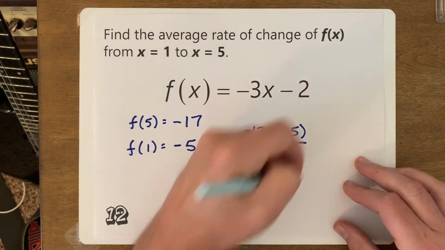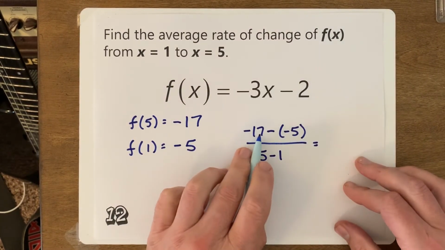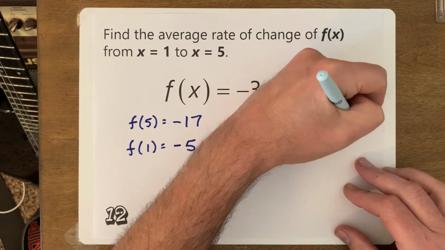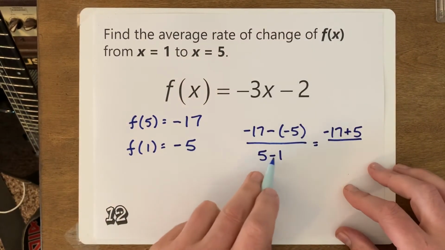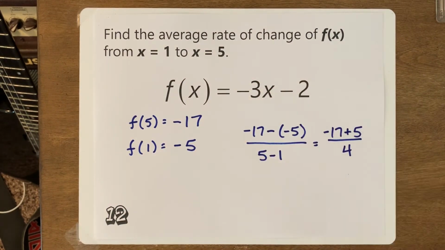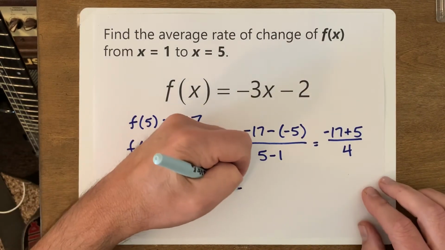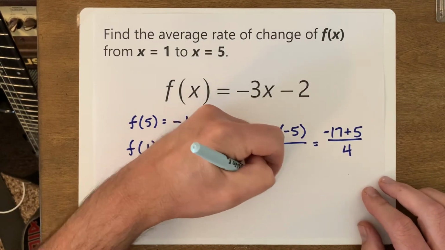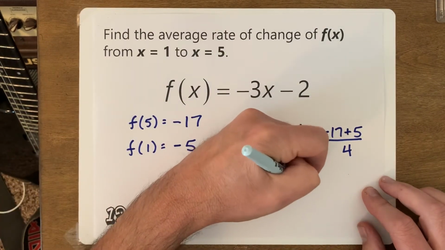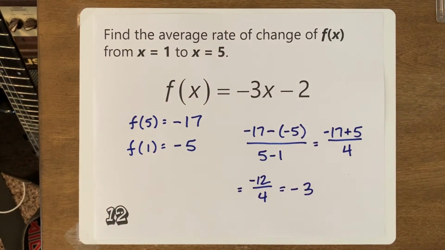All right, so let's see what this is going to look like. We're going to get -17 plus 5 over 5 minus 1, which is 4, right? Okay, so -17 plus 5 would be -12. Divided by 4, and we see that that's going to be -3. But we already knew it was going to be -3 without doing any work for this one.